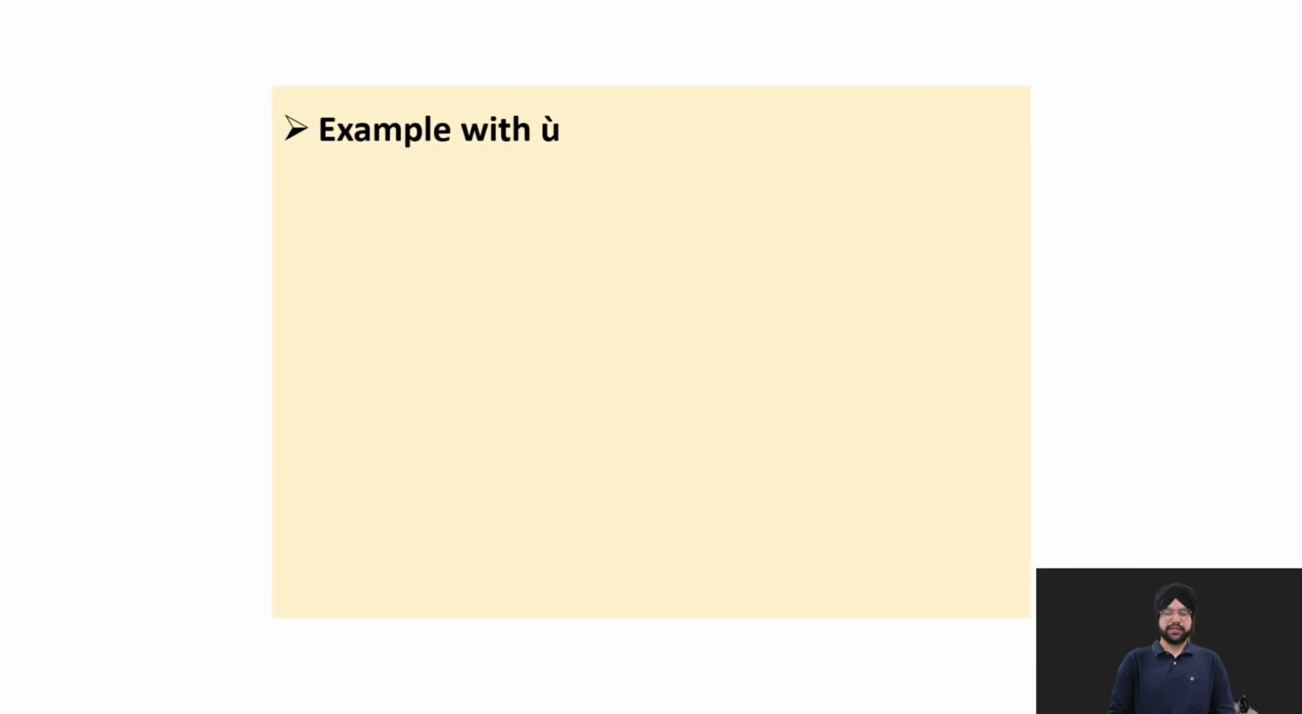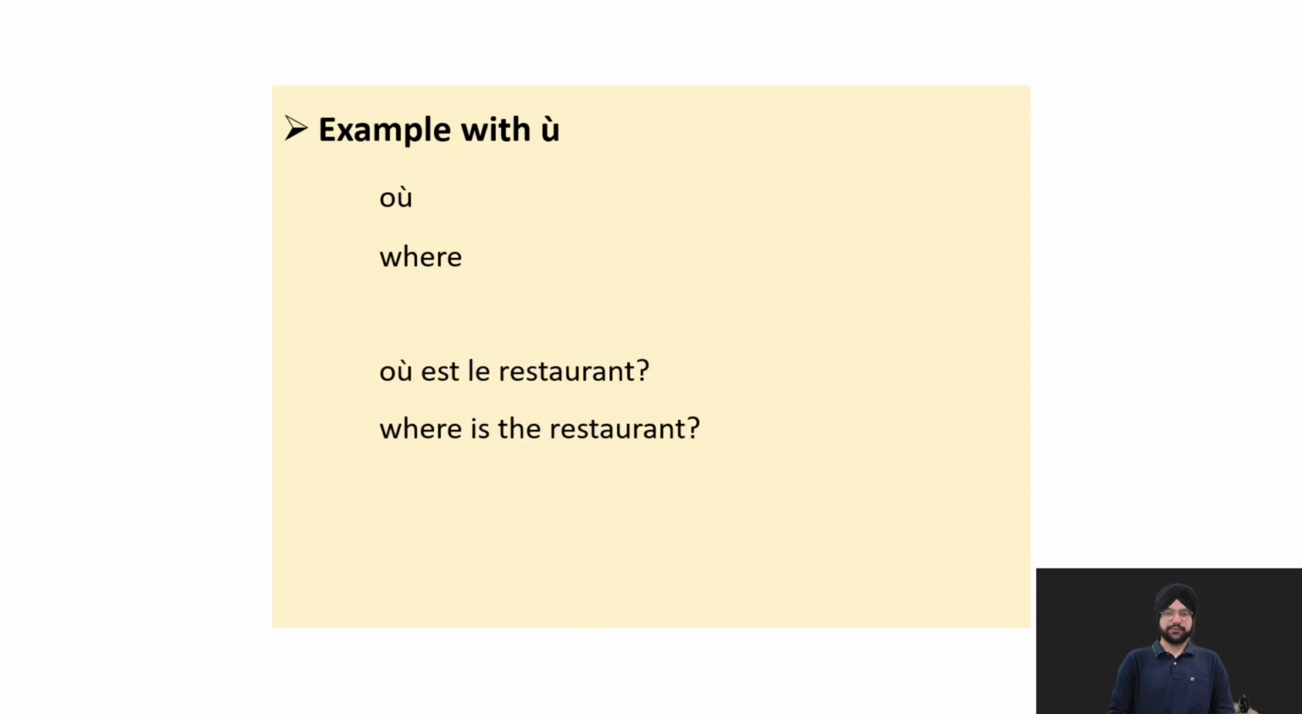The grave accent on the letter U is very rare. One of the examples is où. It means where. For example, où est le restaurant, which means where is the restaurant. But if the grave accent is not present, its meaning is or. For example, le café ou le thé, the coffee or the tea.